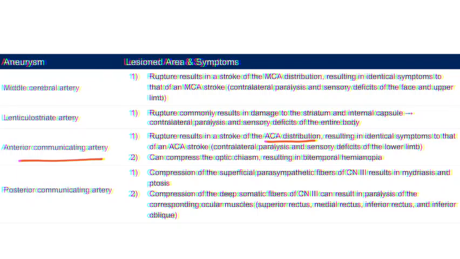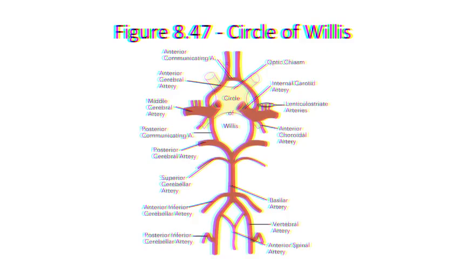You also need to know that a saccular aneurysm originating from the ACOM can compress the optic chiasm, resulting in bitemporal hemianopia. Let's pull up an image so you can see what I'm talking about. From figure 8.47, we can clearly see that an aneurysm originating from this region here could compress the optic chiasm, resulting in bitemporal hemianopia.